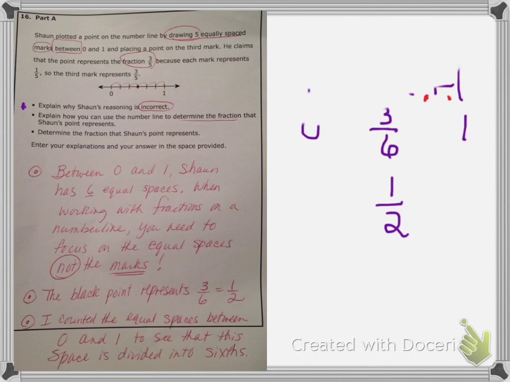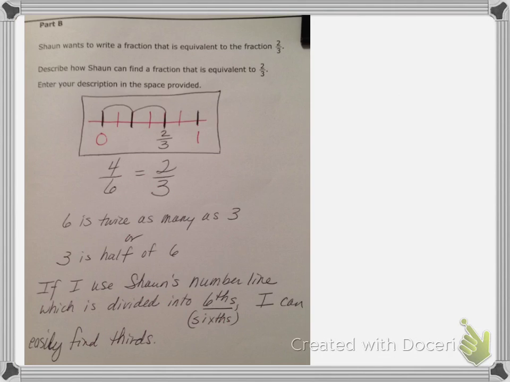Now let's move to the next picture. I have to remember to erase first, the next slide. This will be part B. Okay, so here's part B. Now it says, Sean wants to write a fraction that is equivalent to the fraction 2/3. Now, what I decided to do, boys and girls, is I decided to use this number line.